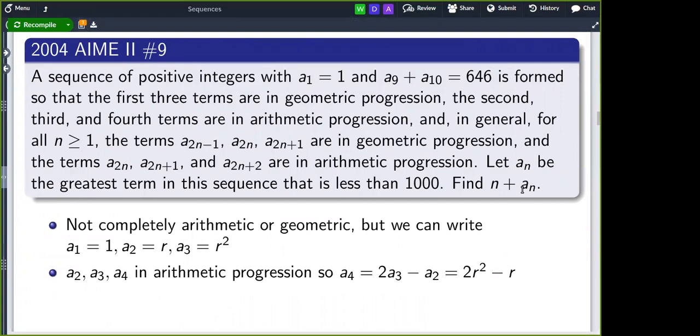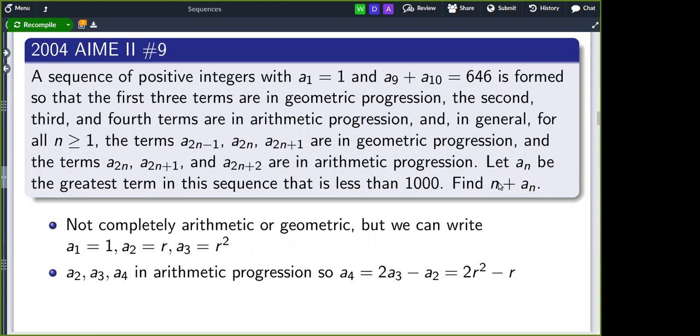So we can write the first three terms of the sequence as follows. And now, since we know that A2, A3, and A4 form an arithmetic sequence, we can write it as follows. We know that A4 has to be twice A3 minus A2. This is a general property of arithmetic sequences. If you need explanation, you can rewrite this as A4 minus A3 is equal to A3 minus A2, which is the definition of the arithmetic sequence.